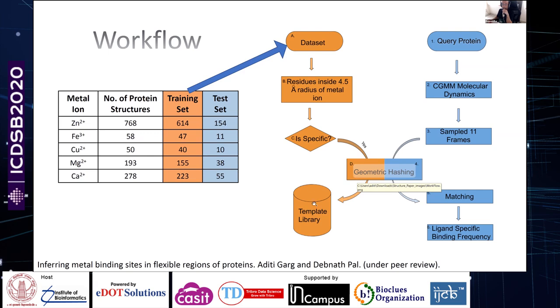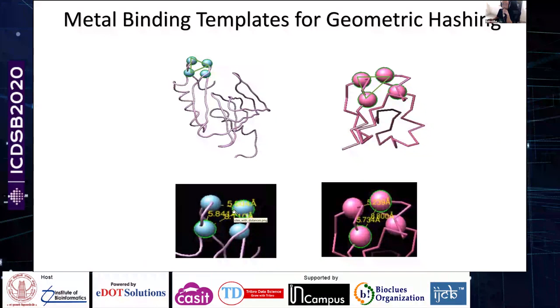So once we have done this, then essentially we have to take the query protein when we do the dynamics, and then we take the sample frames, and then we use the autocorrelation vector and we do the matching. So once we have done the match, then we enforce some ligand binding specificity on the matches, and that helps us to get the final prediction. So this is a paper that is currently under peer review. So this is a quick overview of what we do.